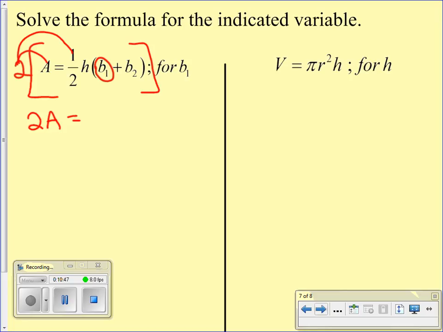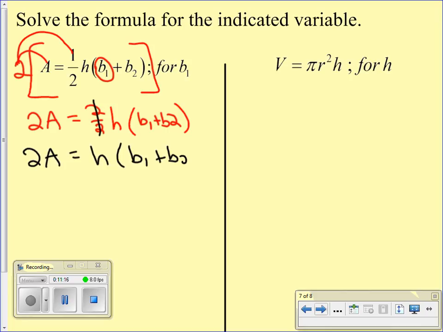I now have 2A equals 2 over 2 times H times the quantity B1 plus B2. Remember, you never distribute into the parentheses whenever you are clearing a fraction. But I now can reduce. The 2 over 2 becomes 1, so I have 2A equals H times B1 plus B2. In 5.1, I would have distributed now. I still want to stay away from distributing, though. I don't want to distribute in and make my problem any harder.